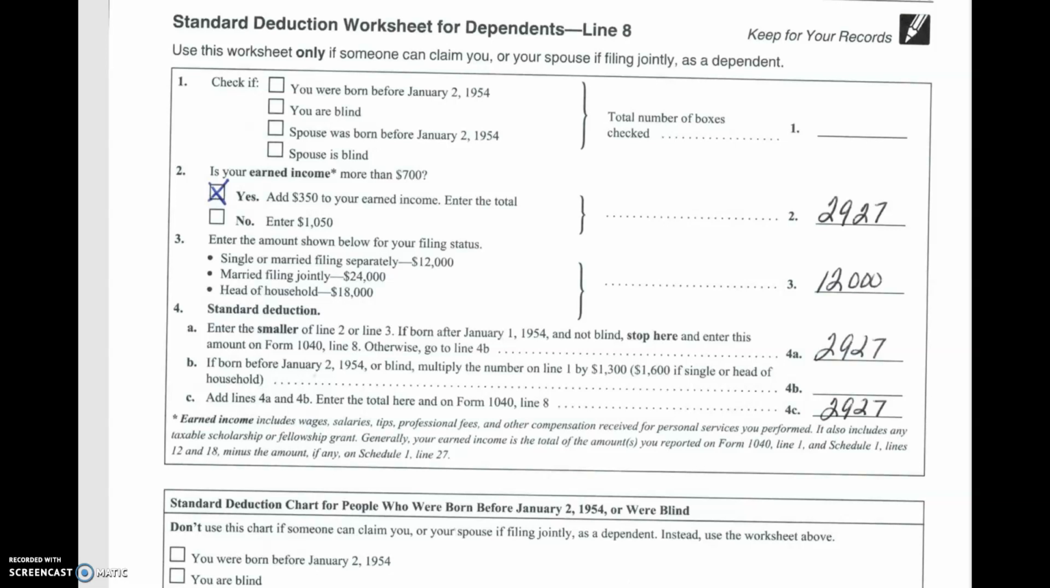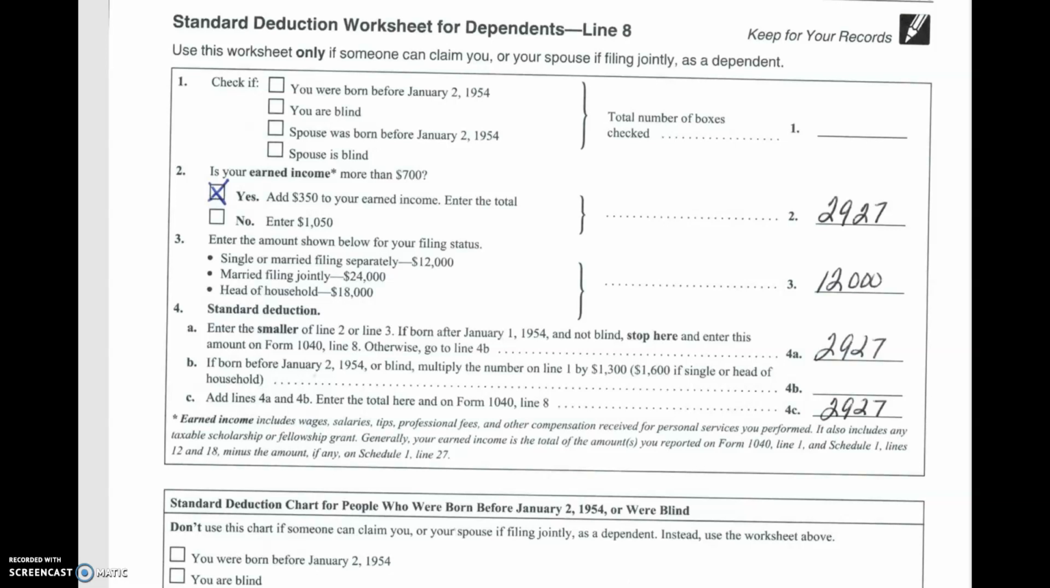That does not apply to Josh. We'll leave that blank. Line 2, if your earned income is more than $700. Well, his earned income was more than $700, so we're going to check yes, and then we're going to add $350 to his earned income. His earned income was $2,461. To that, we add $350, we get $2,927.